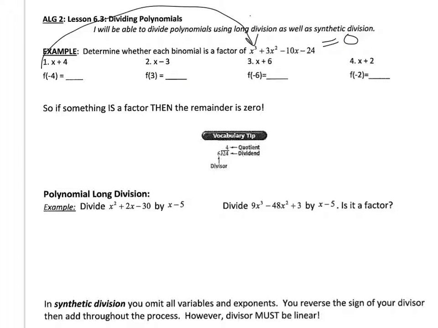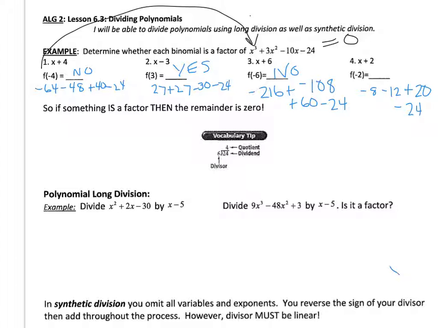Okay, so to see if it was a factor, what I did was I plugged in -4 for x and I saw if it was 0. This one was no, this one was yes, this one was no, and this one was no. So the only factor that we have so far in this group is x minus 3. We know that we could divide this polynomial by x minus 3 and not get a remainder. So if something is a factor, then the remainder is 0.